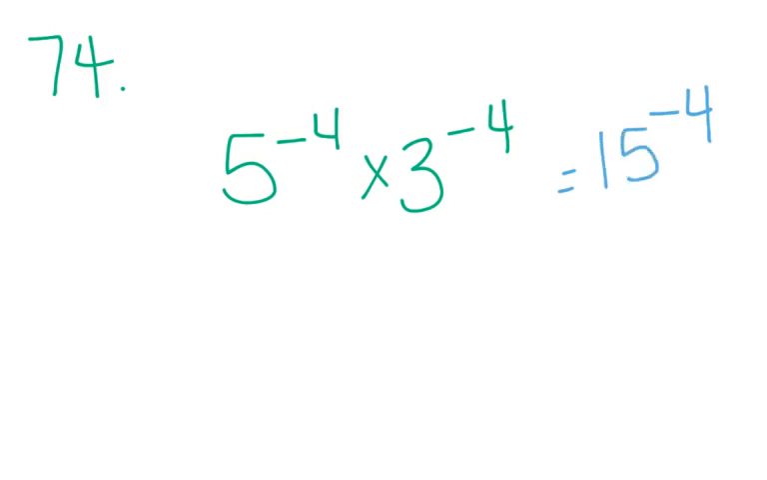Okay? So with these two, when your exponent is the same, the exponent stays, and then you multiply the bases. So 5 times 3 is 15, negative 4 stays the same. That's one of our exponent rules. If you watch that Math Antics video, he does explain that. So make sure you take the time to go back and watch that, because this does follow an exponent rule.